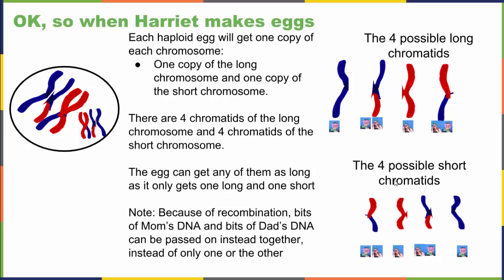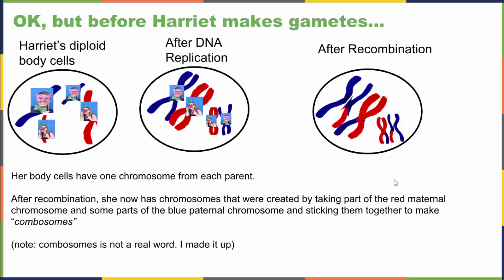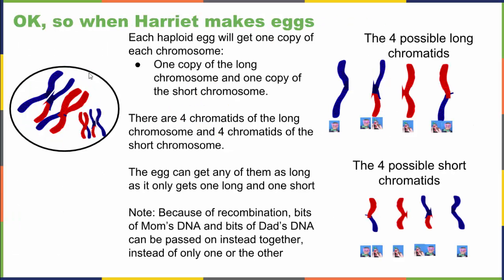Okay, so now we said that after recombination, that's what the cell looked like here. Okay, so that's where we're picking up. That's the same cell. I just copied it over to this slide. So this is what happens after recombination. And now we're going to talk about meiosis.